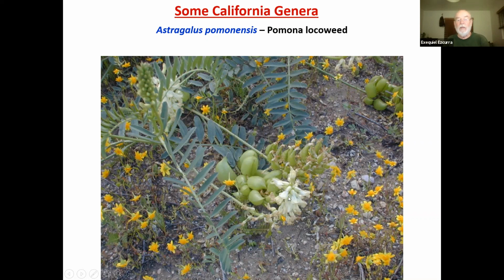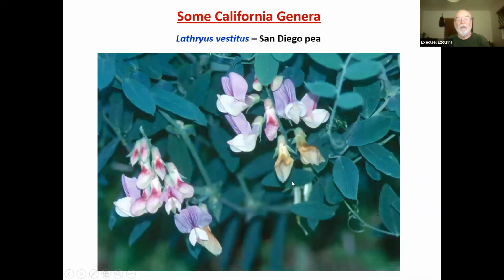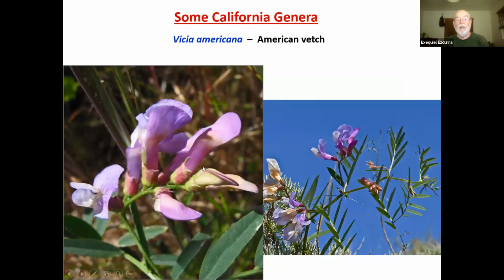This belongs in the Fabaceae. You can see the papilionoid flowers in the Faboideae subfamily. We already saw an illustration of this one, Lathyrus vestitus, the San Diego pea, that has the tip of the leaves transformed into tendrils that allow the plant to attach itself to other plants. Also in the Faboideae, it has a papilionoid flower, it's papilionaceous.